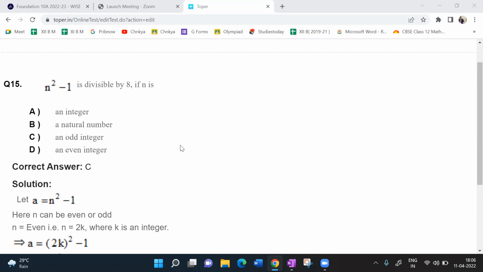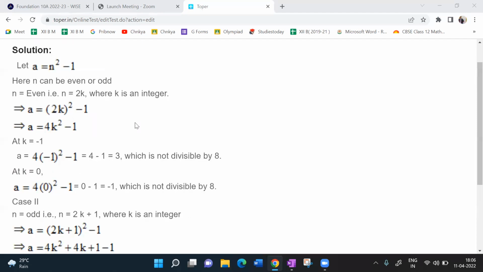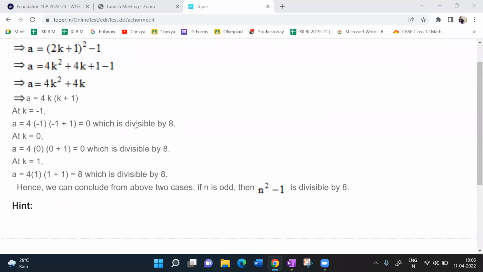For this question, I took n square minus 1 as p. So n square is equal to p plus 1. Very good. Therefore, it's an odd number, since p plus 1 is odd. Very simple, the same thing he has done. You can just cross-check by taking numbers as well.